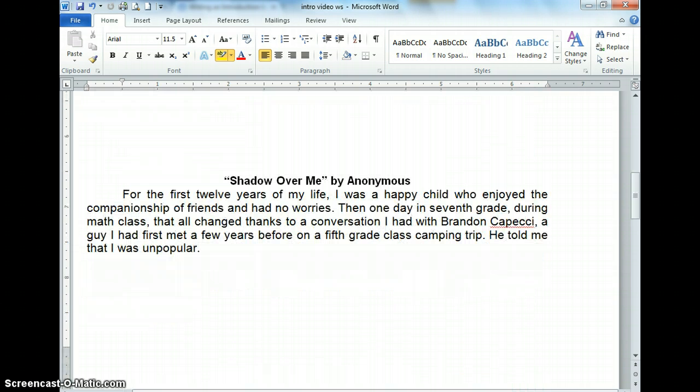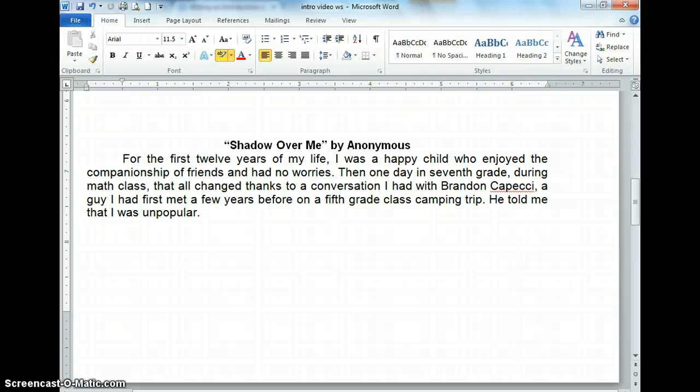We have two more examples. "Shadow over me. For the first 12 years of my life, I was a happy child who enjoyed the companionship of friends and had no worries. Then one day in 7th grade, during my math class, that all changed thanks to a conversation I had with Brandon Capesi, a guy that I first met a few years before on a 5th grade class camping trip. He told me I was unpopular."